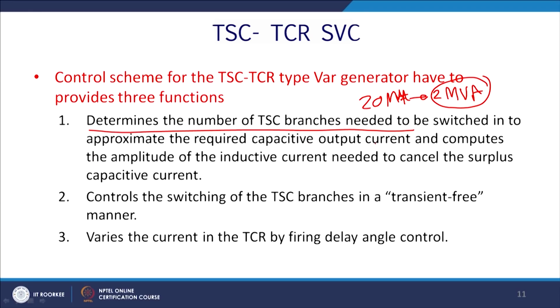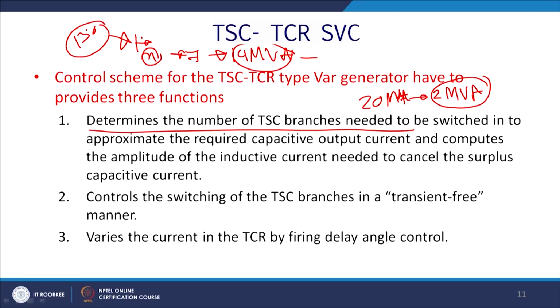First, this determines the number of TCSC branches needed to be switched in for the approximate required capacitive output current, and you compute the amplitude of the inductive current needed to cancel the reactive surplus VAR. First of all, you will compute, let us say 13.6. From 13.6 you will come down to the number n, that will be 7 here. So, you are compensating 14 MVA, but exactly you require the TCR to inject 0.4 MVA, and thus you compute the delay angle for it.